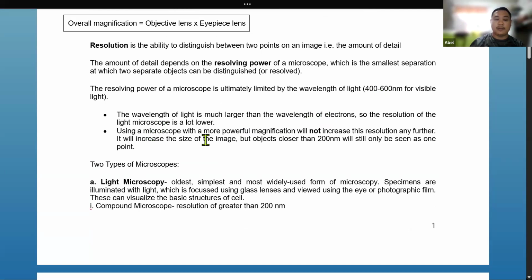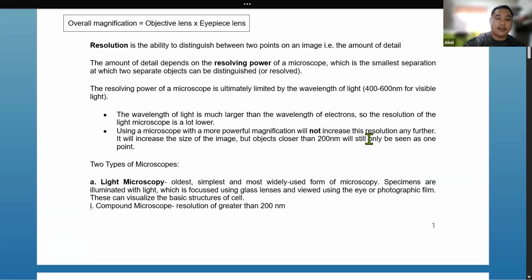So when using a microscope with a more powerful magnification, it does not mean it will increase the resolution. In fact, more magnification will not increase the resolution any further than 200 nanometers if we are using the light microscope. Why? It will just increase the size of the image, but objects closer than 200 nanometers will still only be seen as one point.